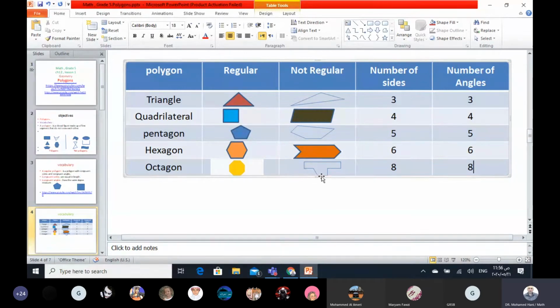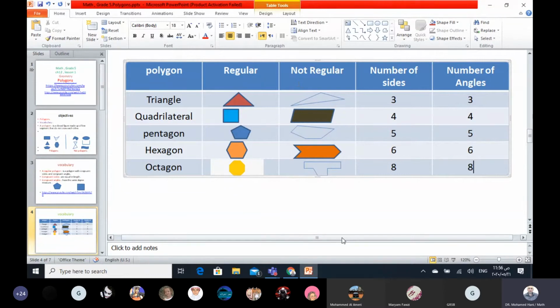Here we have an octagon but not regular. We have 8 sides here. 1, 2, 3, 4, 5, 6, 7, 8. But not regular because we have different sides. This one is different than this one, and different than this one, etc. And we have different sides, meaning not regular.